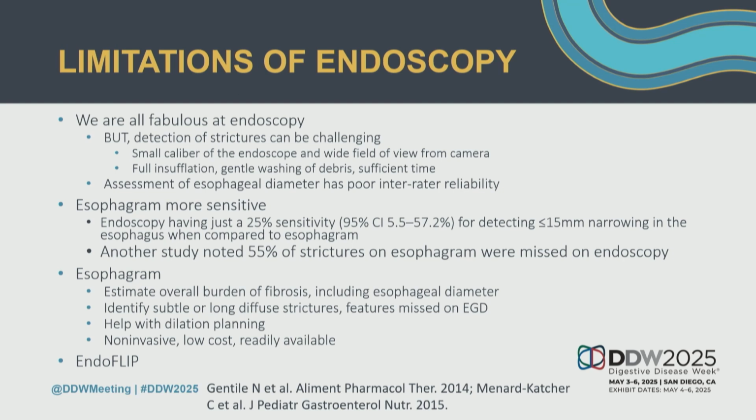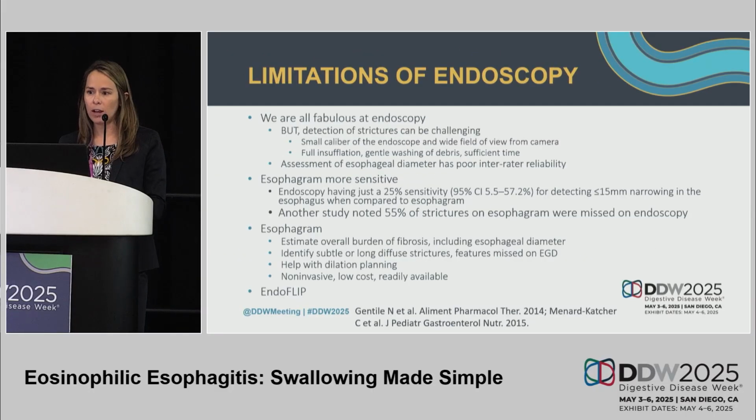However, I'll pause here and say we do have limitations. As mentioned already, we are fabulous at endoscopy. Everybody here is doing dilations, but detection of strictures, I'll caution you, can be challenging. The small caliber of the endoscope and the wide field of view of the camera can be misleading. You need to fully insufflate, gently wash the debris off if there's some, and allow sufficient time to investigate the esophagus.